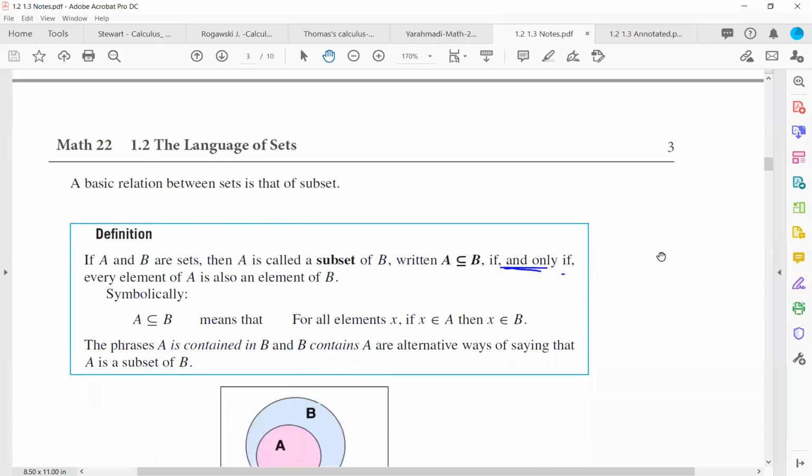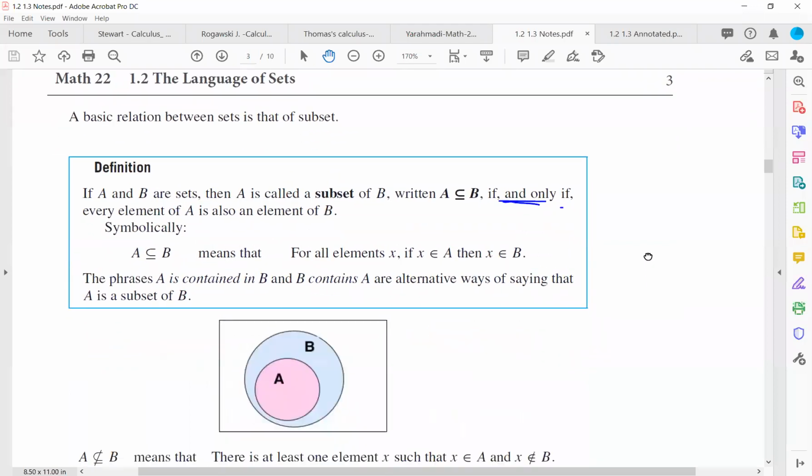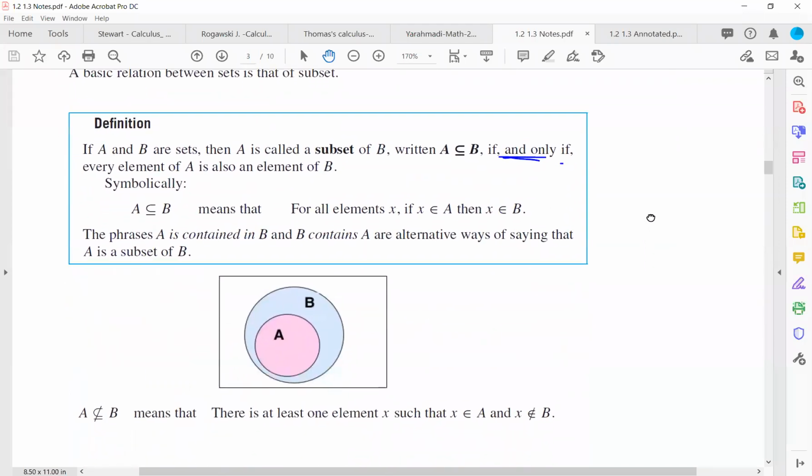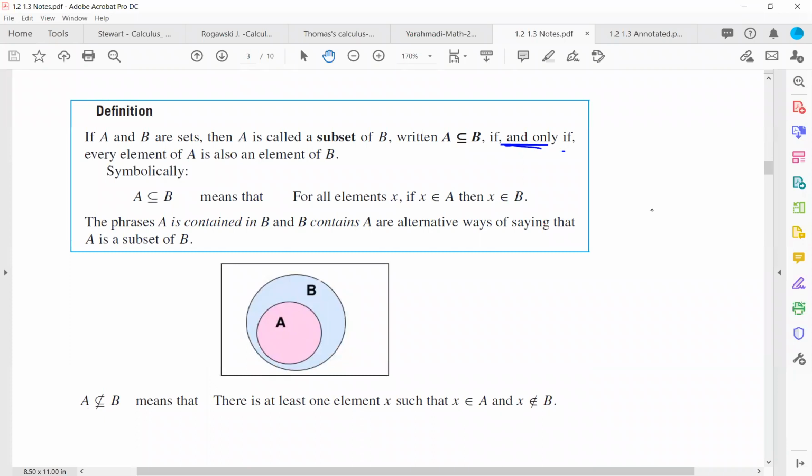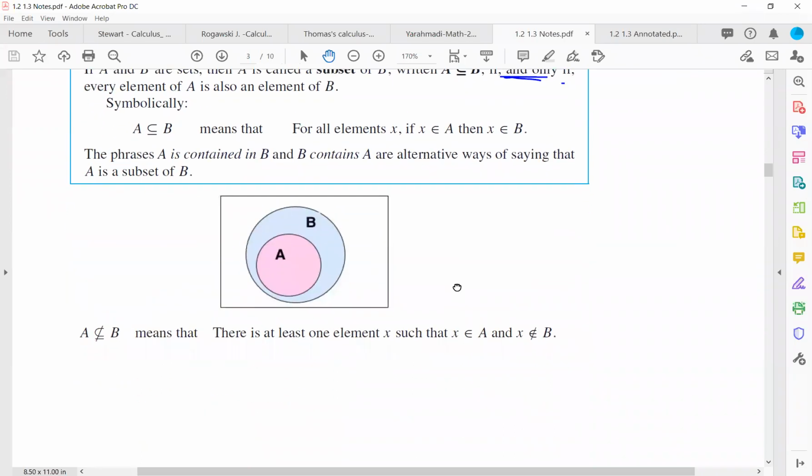We can visualize being a subset by using Venn diagram. A is a subset of B. A is included in B. If A is not a subset of B, then it means that there is at least one element like X such that X is in A but not in B.